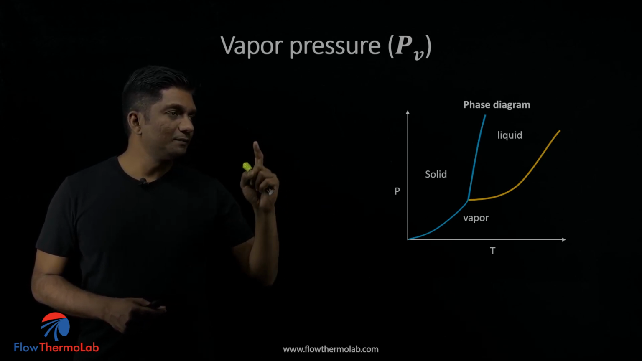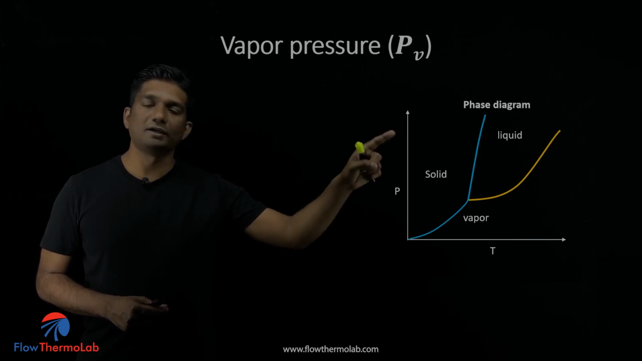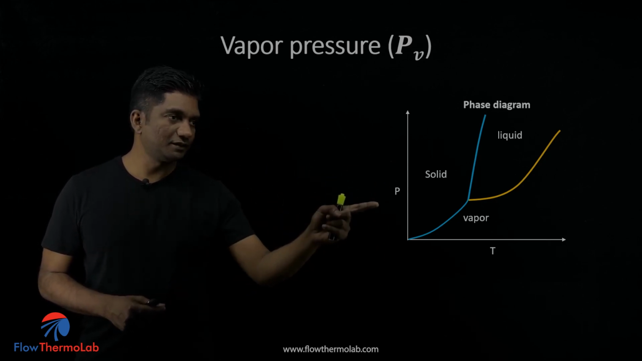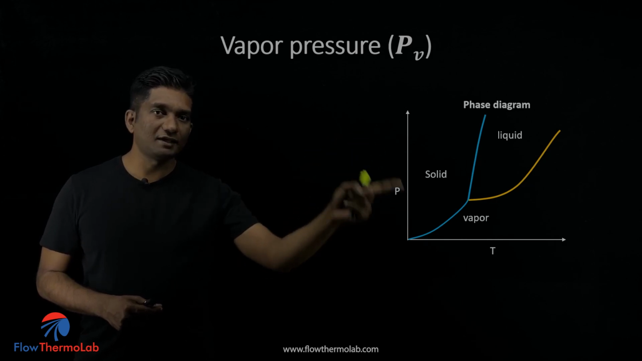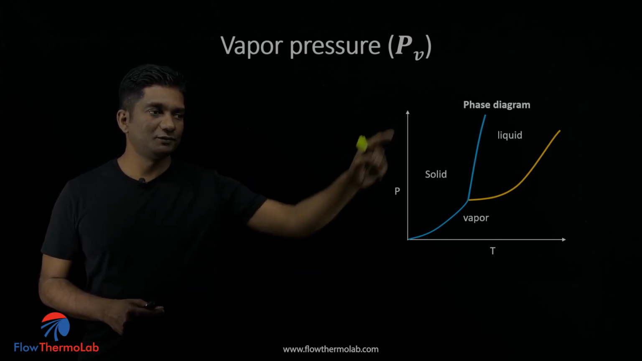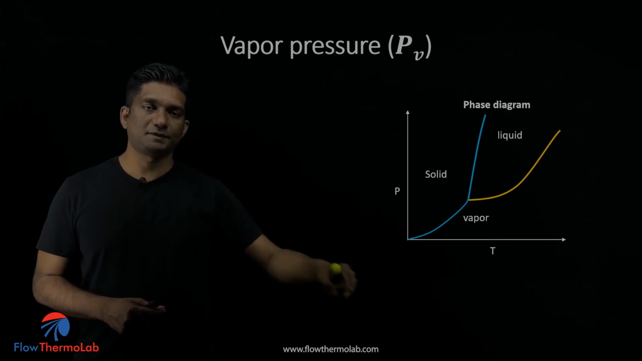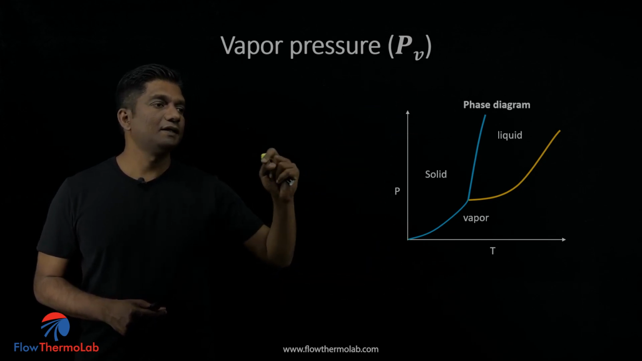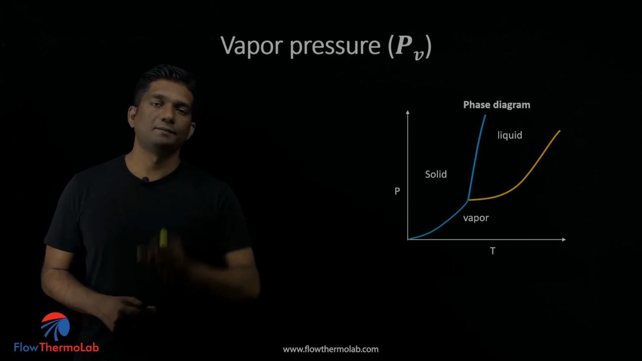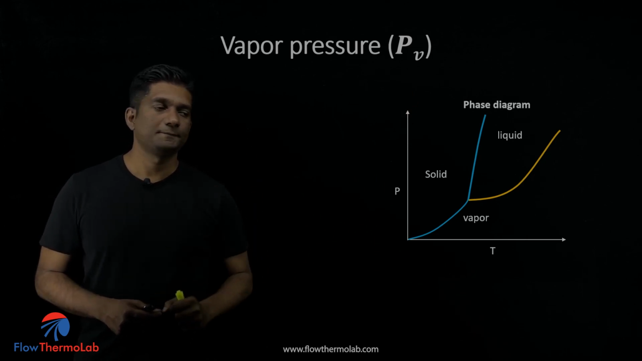The important thing here is the yellow line. The yellow line is the vapor pressure line. That is the borderline between liquid and vapor. You can see that the pressure value is changing with respect to temperature. That particular pressure value is what is important for us. That is the vapor pressure.